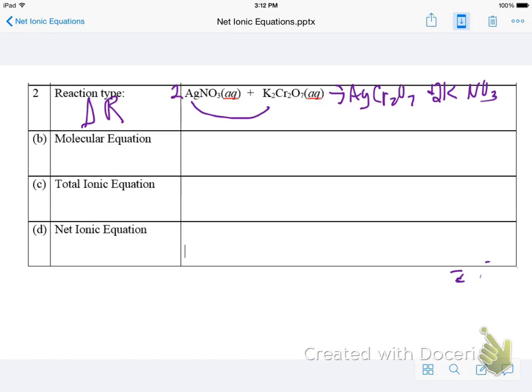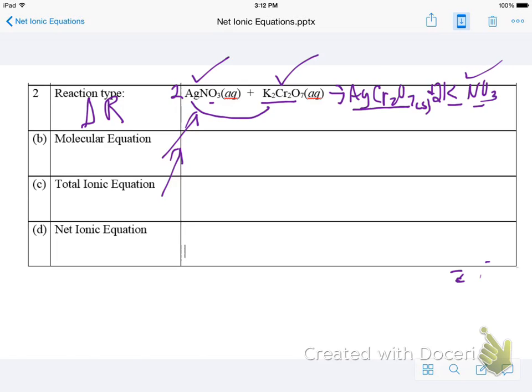Okay, so that's the molecular equation. Now for the total ionic, I have to decide what I'm going to break up into ions. So let's take a look one at a time. Silver nitrate contains nitrate. I'm going to break that up. Potassium dichromate contains potassium. I'm going to break that up. This silver chromate is a salt that does not have any soluble ions, so that's going to be a solid, and I will not break it up. This has both potassium and nitrate, both of which are soluble, so I'll break it up.